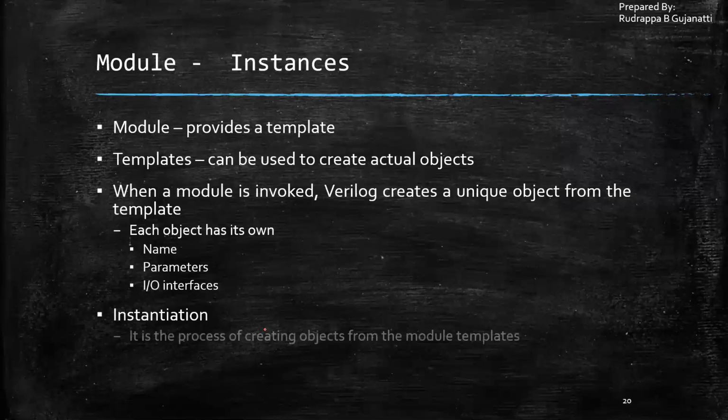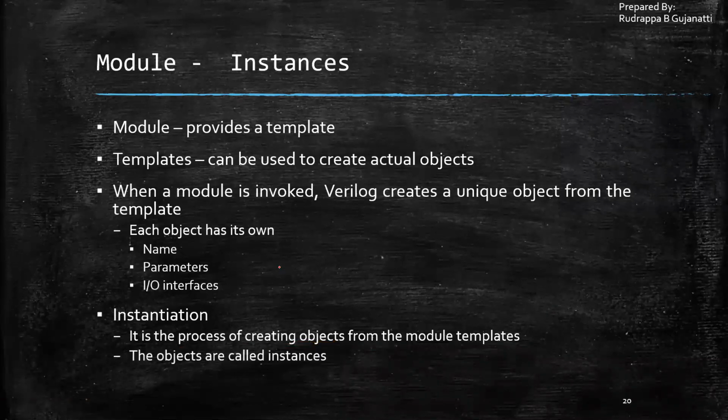Now, what is instantiation? The process of creating the objects from the templates you have built is termed instantiation. Instantiation is the process of creating objects from the module templates. The objects which we create are called instances of that module.